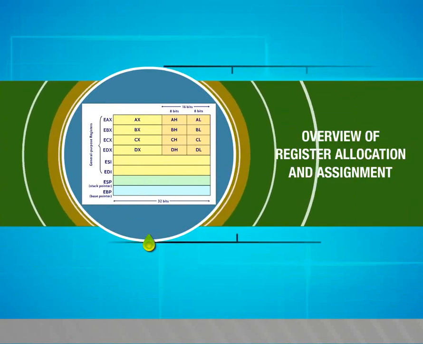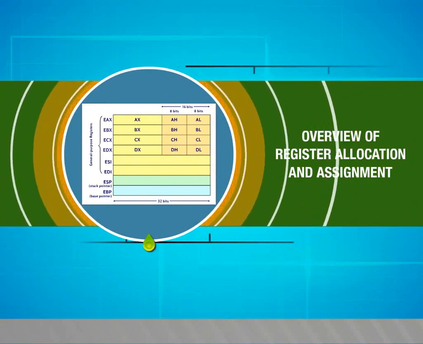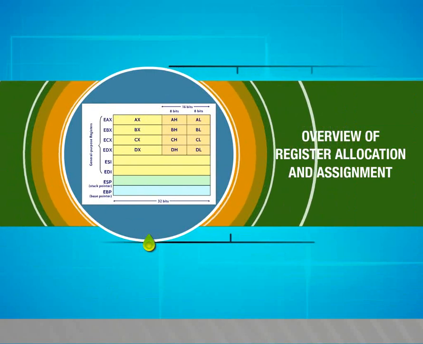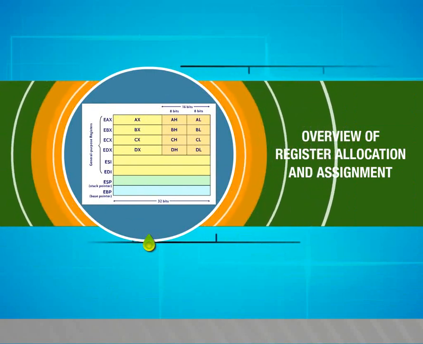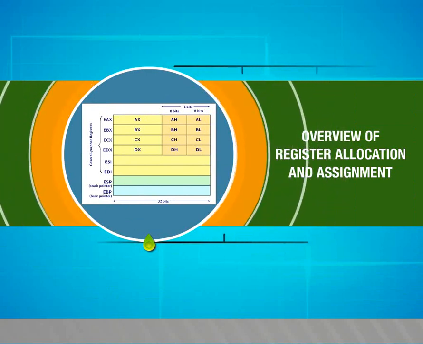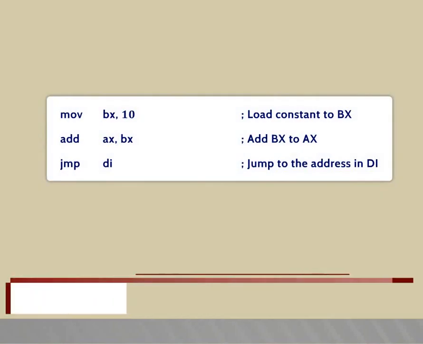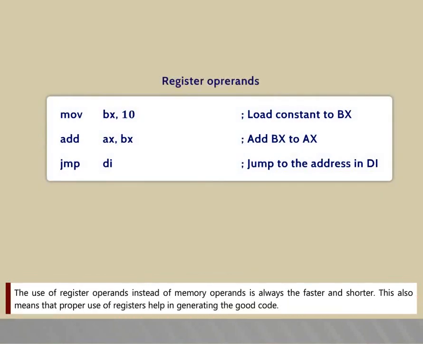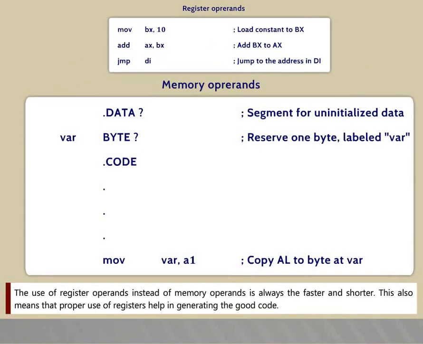Overview of register allocation and assignment. In this video, we are going to see an overview of register allocation and assignment. The use of register operands instead of memory operands is always faster and shorter. This also means that proper use of registers helps in generating good code.